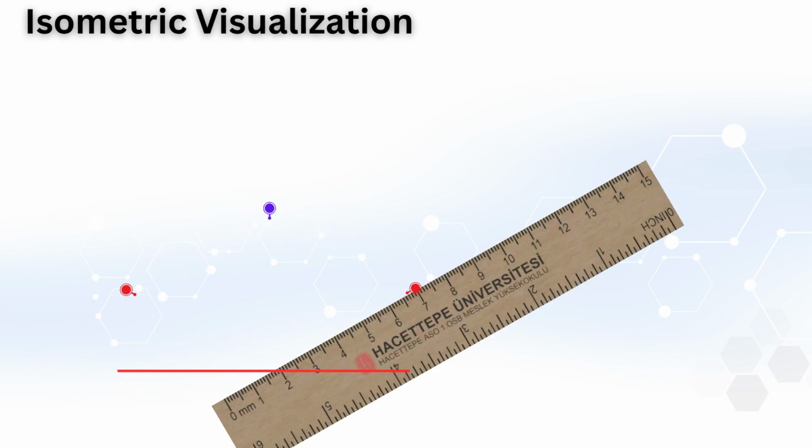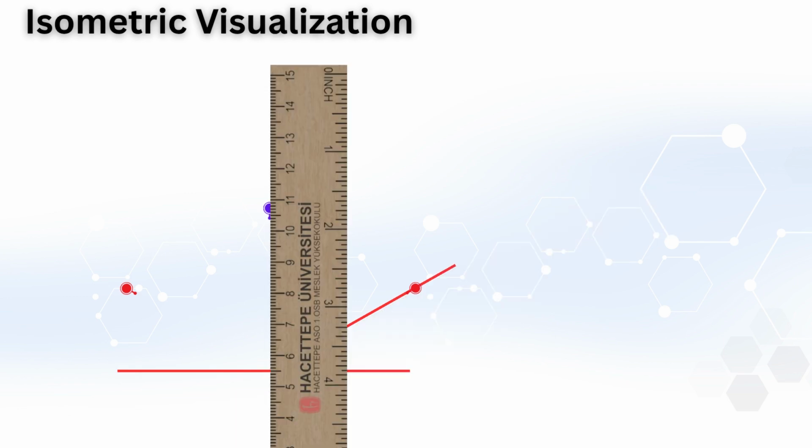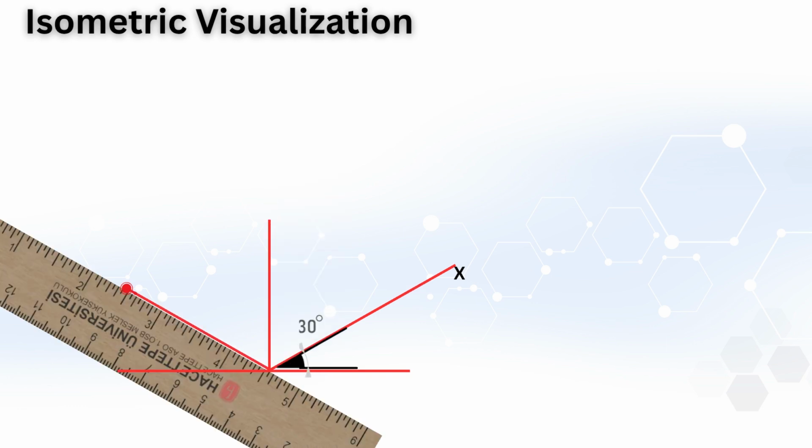The two inclined lines at 30 degrees represent the isometric directions. One of them is the x-axis, and the other is the z-axis. The vertical line represents the y-axis. With this step, the isometric axis system is ready.